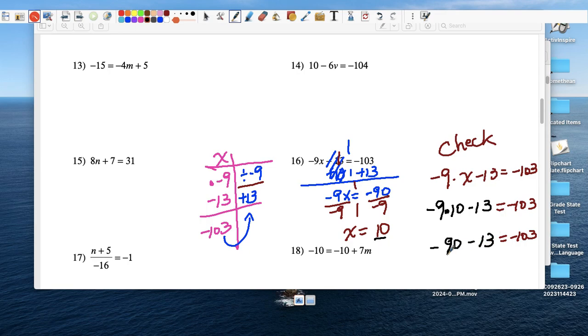Minus 13. And 90 minus 13 is -103, which, look at that, it equals the other side. So the answer that we got, 10, makes this equation true.